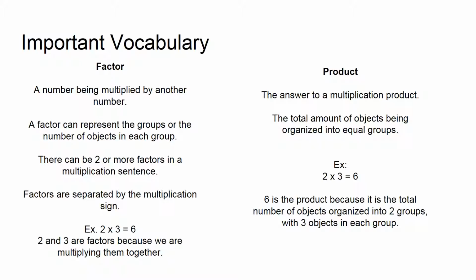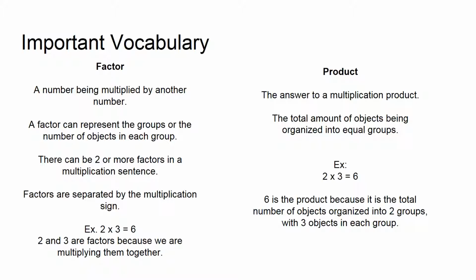So if you're unsure of what's the factor, what's the product, you can look for that multiplication sign in between the 2 numbers that are being multiplied together. The example we give is 2 times 3 equals 6. 2 and 3 are the factors here because we're multiplying them together to get that total.